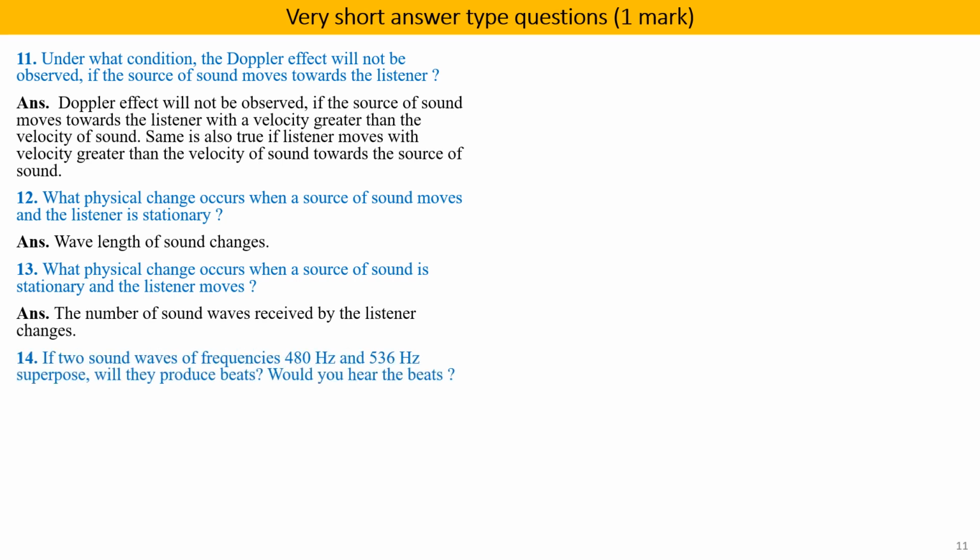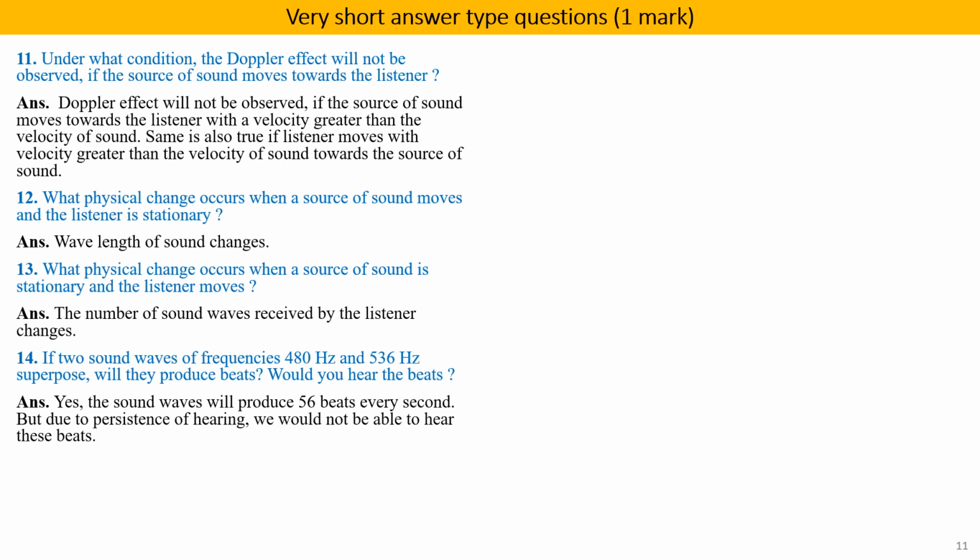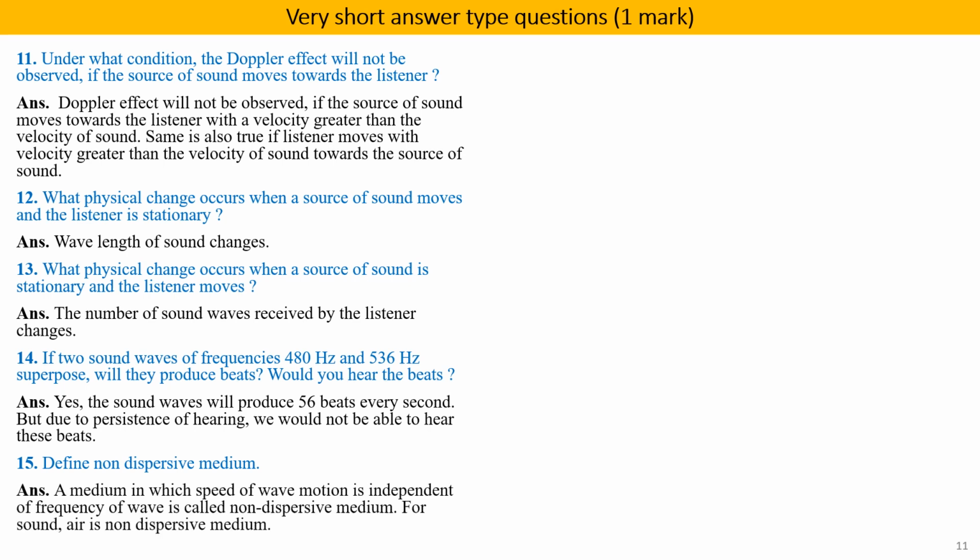Next question. If two sound waves of frequencies 480 Hz and 536 Hz superimpose, will they produce beats? Would you hear the beats? Yes, the sound waves will produce 56 beats per second, but due to persistence of hearing, we would not be able to hear these beats. Define non-dispersive medium. A medium in which the speed of the wave is independent of the frequency of the wave is called a non-dispersive medium. For sound, air is a non-dispersive medium.